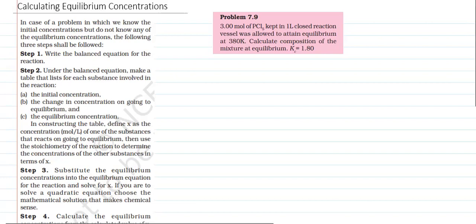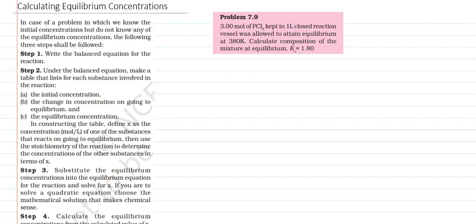Okay, so first of all, let's look at the question. 3.00 moles of PCl5 kept in 1 liter closed reaction vessel was allowed to attain equilibrium at 380 Kelvin. Calculate the composition of the mixture at equilibrium, that is Kc equals to 1.80. So let's quickly write down what is given to us. So we've been given that Kc.